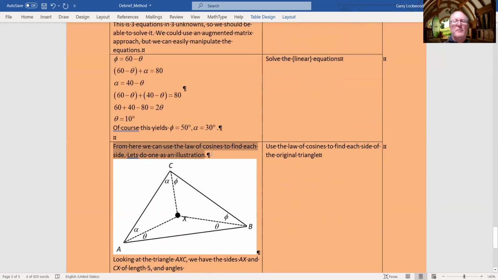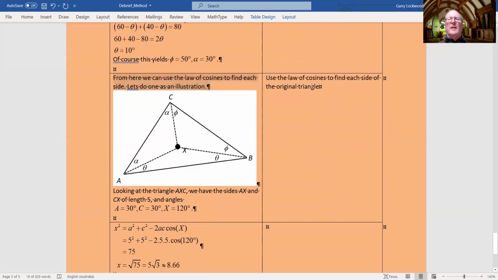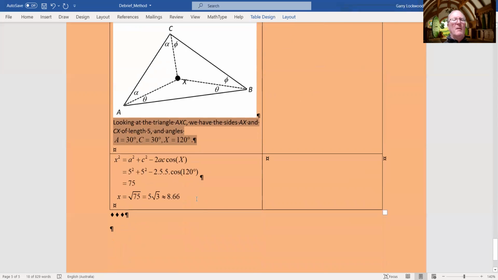And from here, we can use the law of cosines to find each side. Let's do one as an illustration. And my summary is to use the law of cosines to find each side of the original triangle. And that, of course, is the original triangle, which is the outside triangle. So I've explained AXC. We've got those 2 sides and those angles. So our angle at X is 120. And there it is. And of course, if you were solving this problem for real, you would do the other 2 sides.